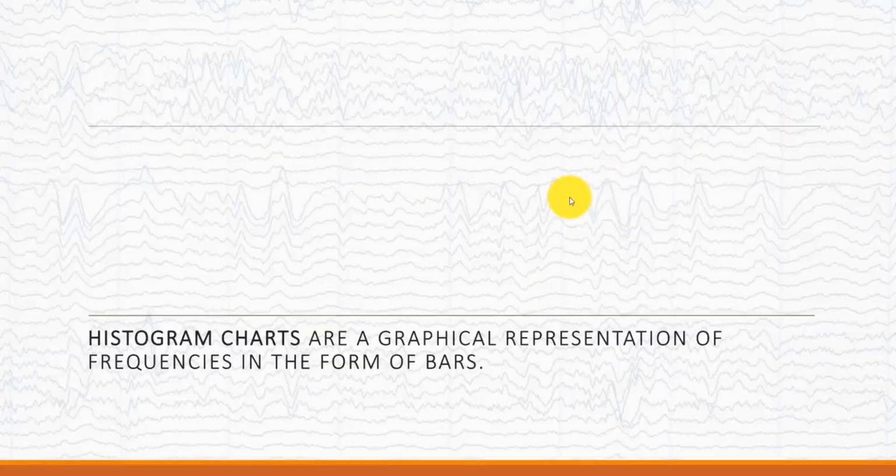So histograms are a graphical representation of frequencies in the form of bars. They show how much of the dataset belongs to each category with non-overlapping intervals, and these categories are referred to as bins in Matplotlib.